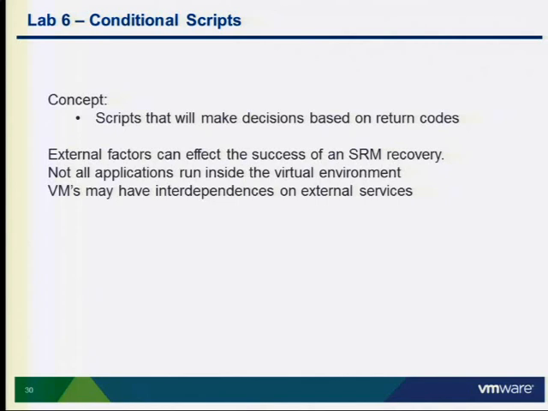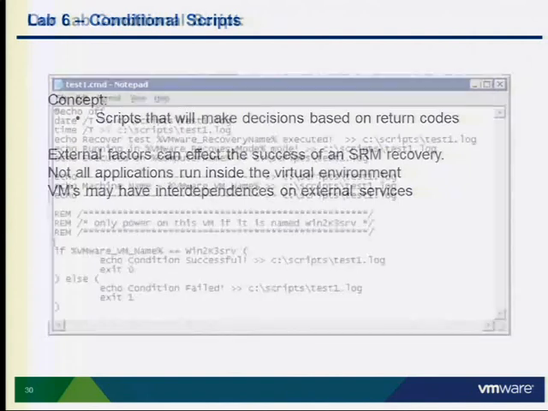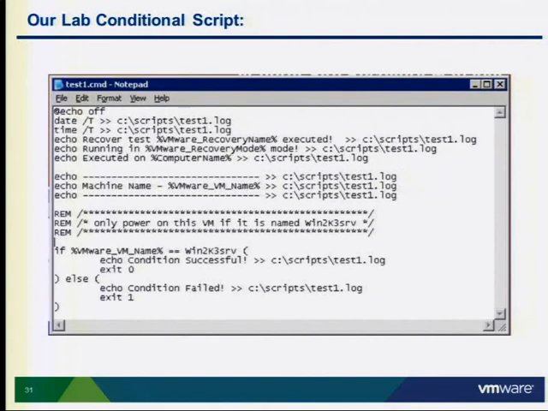If we get the return code 0, then the script will carry on and it will power on that virtual machine and it will carry on with whatever it's doing. So what we're going to do here, as opposed to the previous script, is add a script a little like this, which again is just going to write to a log file, and it's also going to make a decision based on whether the machine's got the name Win2K server.